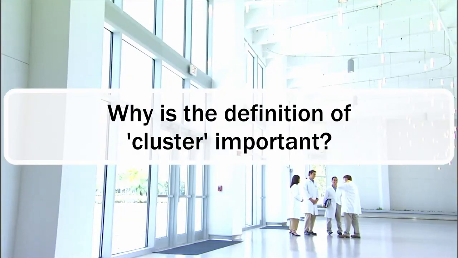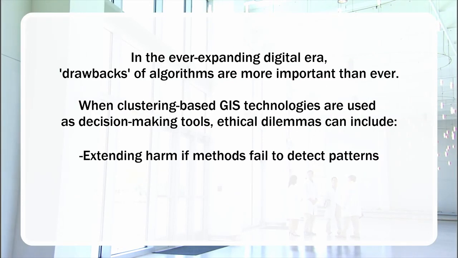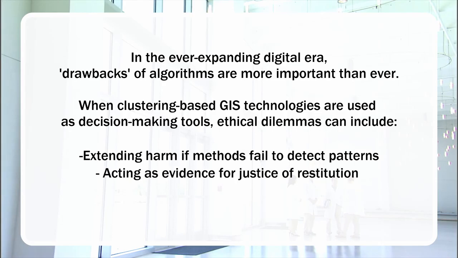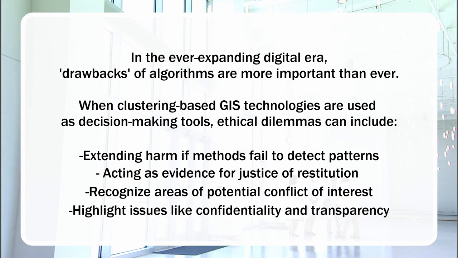Why is this important? Because the choice of clustering method may ultimately have ethical implications like hiding or revealing a harmful link between an exposure and outcome, deciding justice of restitutions for affected versus non-affected citizens, promoting discussions of conflict of interest depending on who carries out the analysis, and highlighting issues of confidentiality and transparency for decision-making bodies.